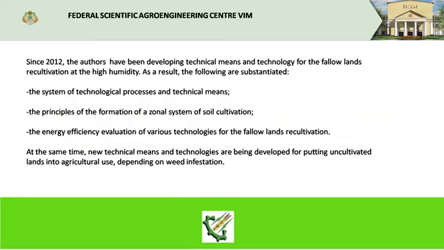Since 2012, the authors have been developing technical means and technologies for fallow land cultivation at high humidity. As a result, the following are substantiated: the system of technological processes and technical means, the principles of the formation of a zonal system of soil cultivation, and the energy efficiency evaluation of various technologies for fallow lands recultivation. At the same time, new technical means and technologies are being developed for putting uncultivated lands into agricultural use, depending on weed infestation.